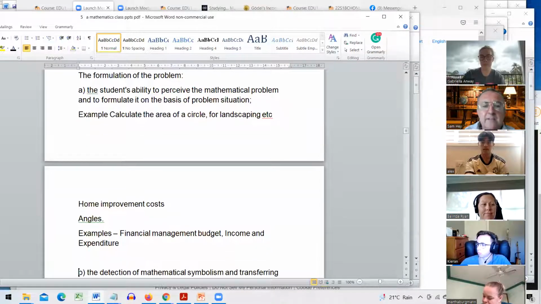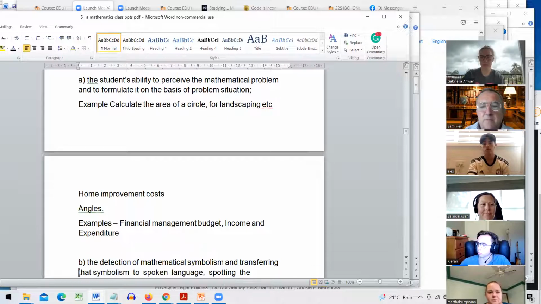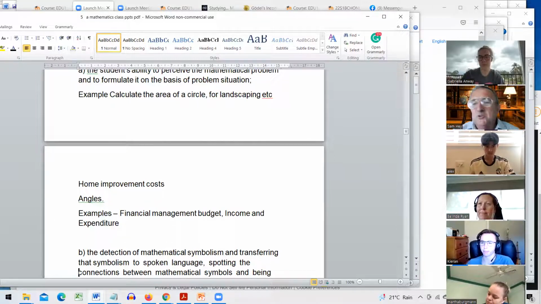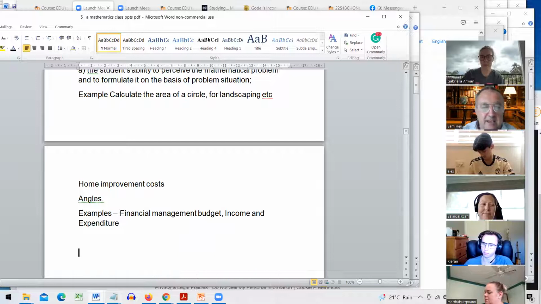And all around us, there are examples of maths problems, whether it be landscaping, home improvement, building, dressmaking and fashion, and financial management, budget, and income and expenditure. My daughter said to me the other day, how can you buy a house if they cost $1 million?